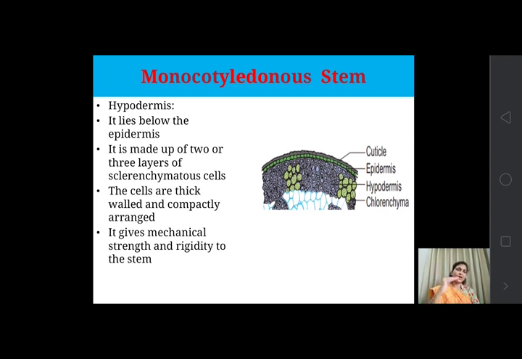Okay, so that's why the epidermis with cuticle and also the hypodermis, all together, give mechanical strength and rigidity to the stem. Hence they protect the internal tissues of the stem from external injuries. So this is about the hypodermis, that is epidermis. After that, the hypodermis is present.